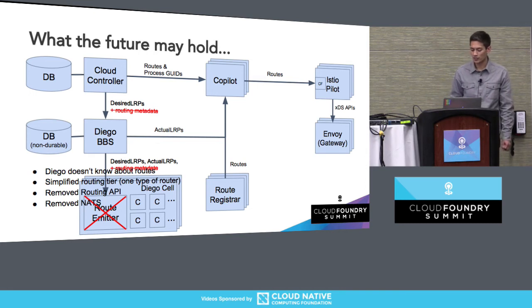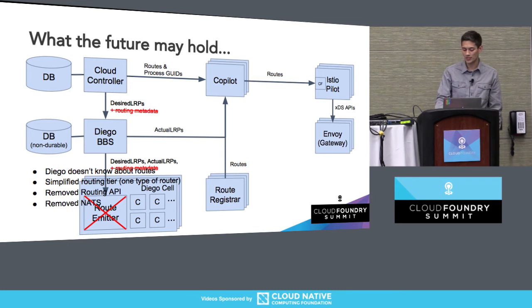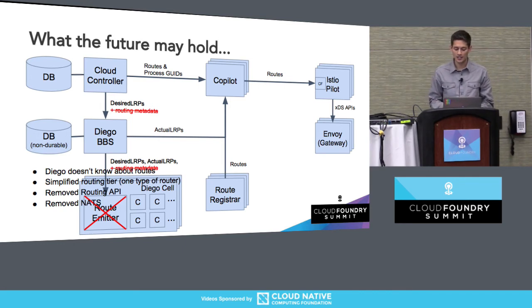And again, to paint a more complete picture, there's the router registrar deployed with BOSH deployed VMs. And a couple of points to notice here is Diego doesn't know about routes now. And again, as I mentioned, this is something that Diego doesn't care about and is a bit of a way that isn't ideal right now, but we have allowed this cleanup.